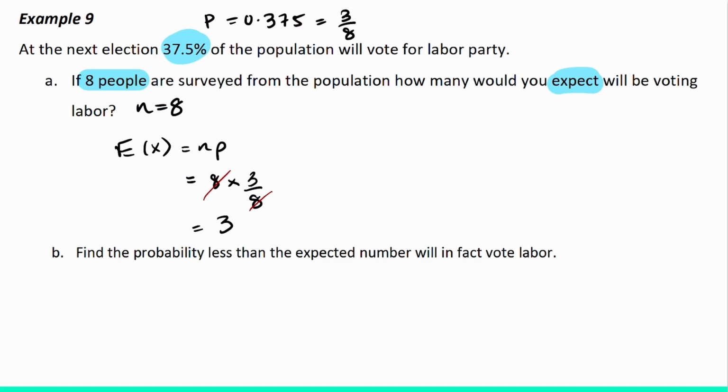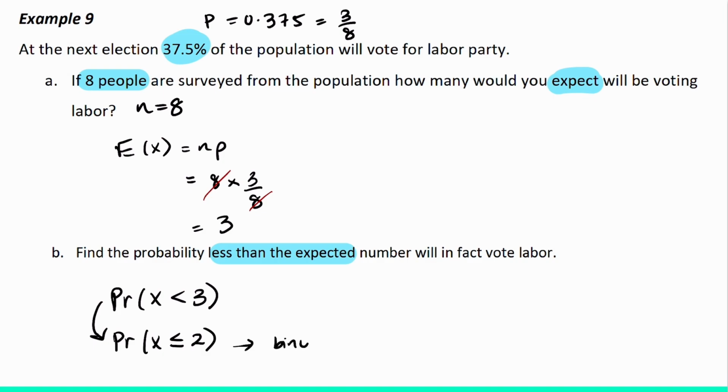All right, the next question says, find the probability that less than the expected number will in fact vote Labor. So we want less than the expected number to be successful. What I'm looking for is the probability that we will have less than 3. So that means I want the probability of 0, 1, or 2, which is the same as saying less than or equal to 2. Why would I change that? It's just to ensure that we don't get confused when we type this into the calculator, because remember, the calculator needs the lower bound and the upper bound of included values. So 3 would not be our upper bound because it's not included, but 2 is. That's why I always like to rewrite it in terms of what is included.